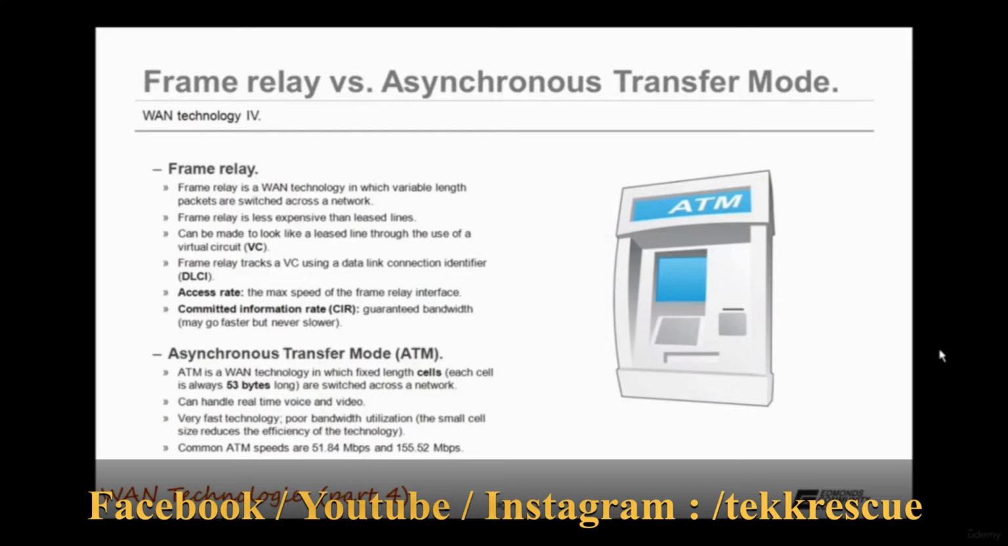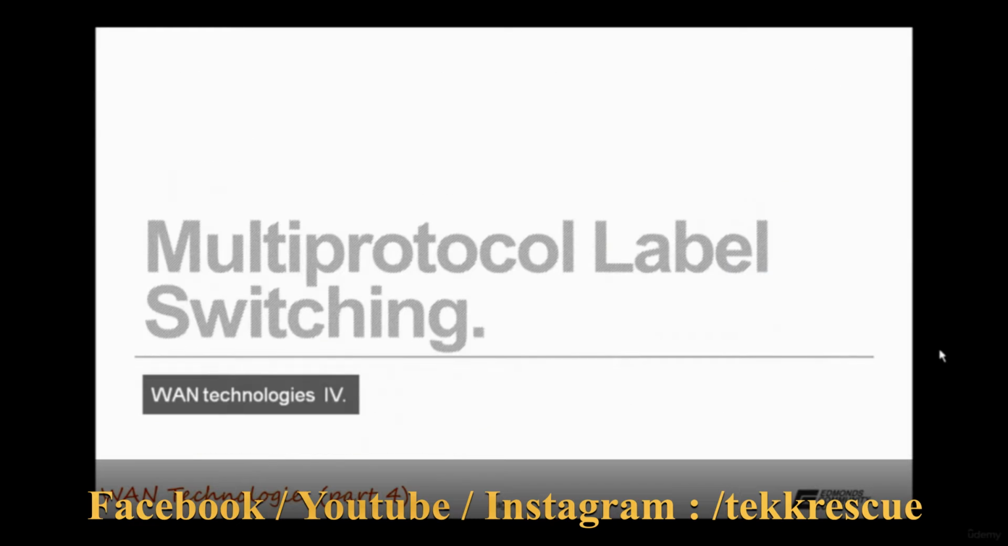Now let's talk about asynchronous transfer mode, also known as ATM. ATM is a WAN technology in which fixed length cells are switched across a network. These cells are always 53 bytes long. ATM can handle real-time voice and video because it's very fast, but it has poor bandwidth utilization. The small cell size reduces the efficiency of the technology, but ATM is very fast even if it is inefficient. Common speeds on an ATM network are 51.84 megabits per second and 155.52 megabits per second.